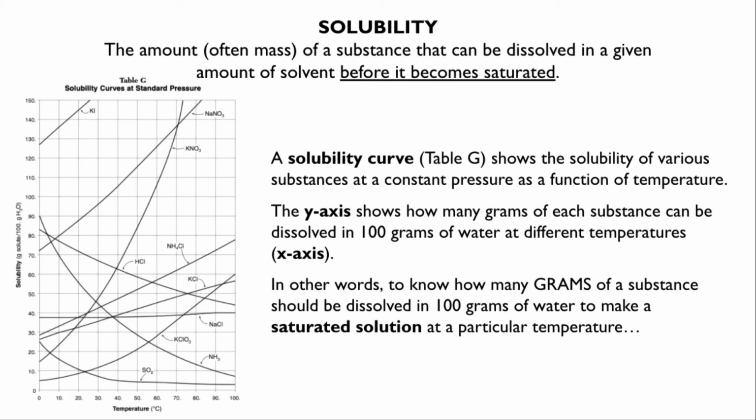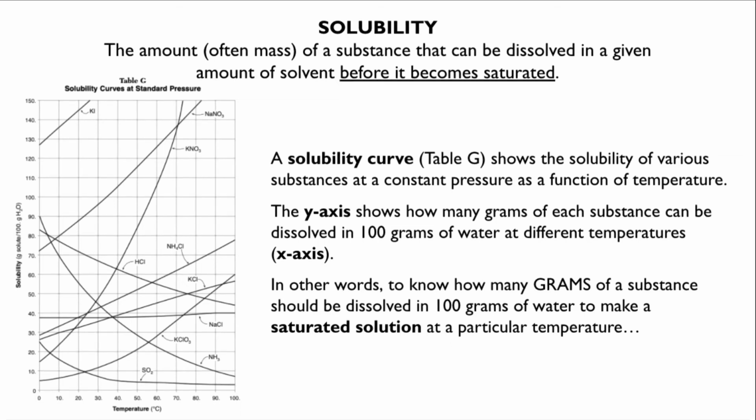So in other words, to know how many grams of a substance should be dissolved in 100 grams of water to make a saturated solution at a particular temperature, we use the solubility curve.